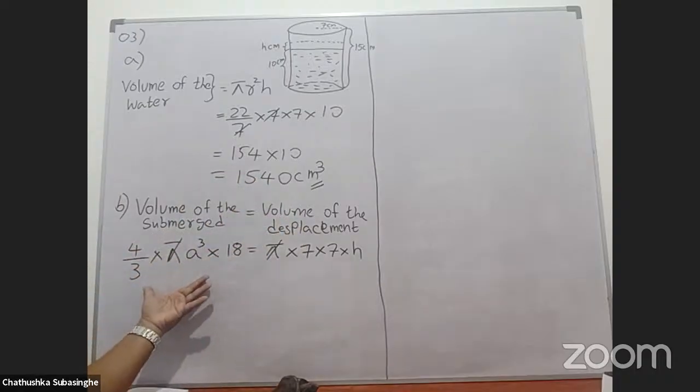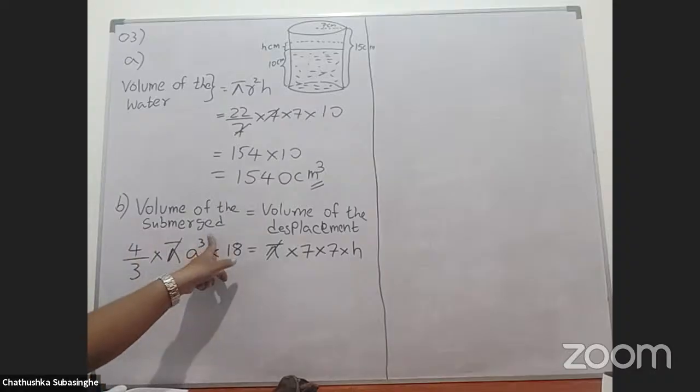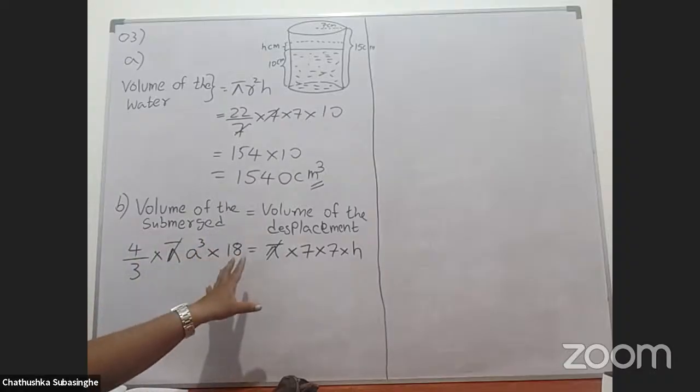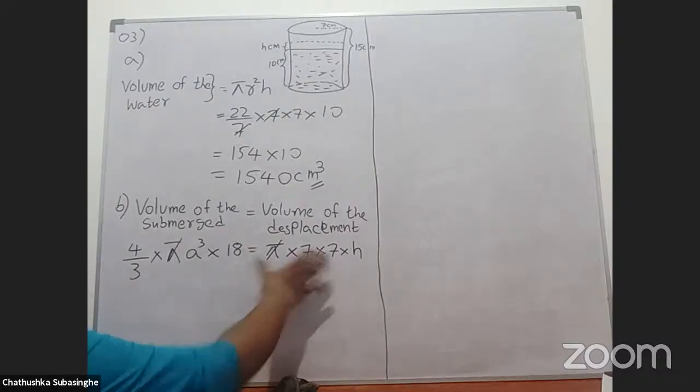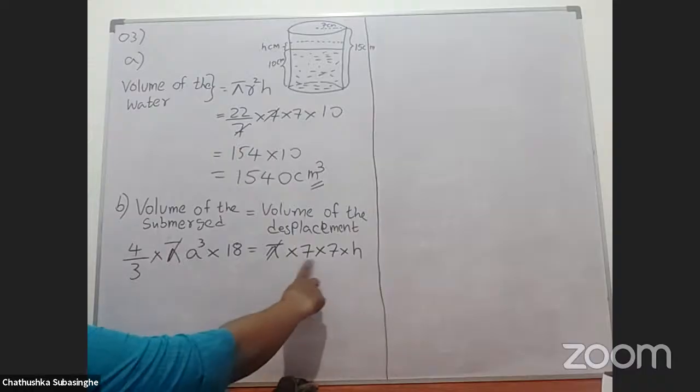And I think you understand this also. They are telling us in the question they have submerged spheres, 18 spheres, right? So the volume of one sphere is 4/3 pi a cube. Since we are submerging 18 of them, we multiply by 18. Now I think the problem is in here. Why it is 7, 7 and 8.